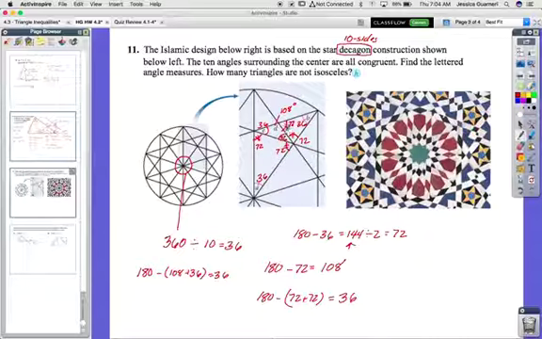So we've basically solved for every single triangle in this entire thing just by knowing what every one of these is, what every one of these outside ones are, and what every one of these tiny little inside ones are. So how many triangles are not isosceles? None. Okay, no triangles are not isosceles. So that's pretty much how we do number 11.